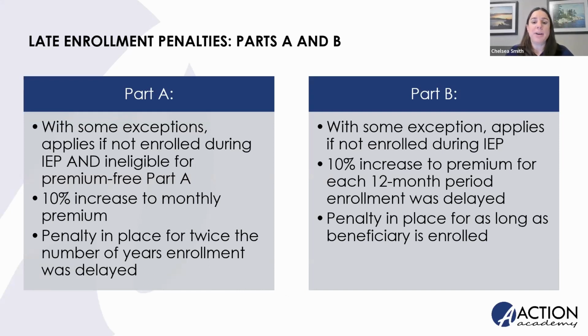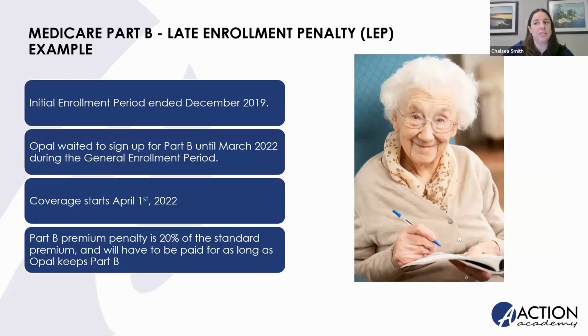If you're going to pay that Part B late enrollment penalty, it will be a 10% increase added to the premium that you would pay for each 12-month period that enrollment was delayed. And that penalty will stay in place as long as the beneficiary is enrolled in Part B. So it's a lifetime penalty. So Part B especially, enroll in that on time during your IEP if you are looking to avoid those penalties, or if that person gets an SEP, a little different.